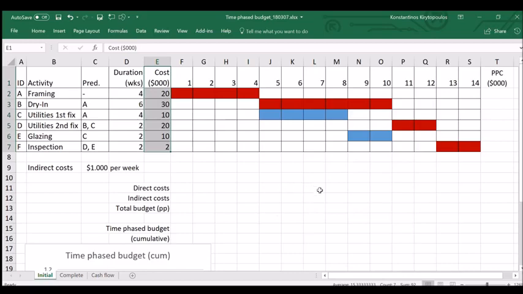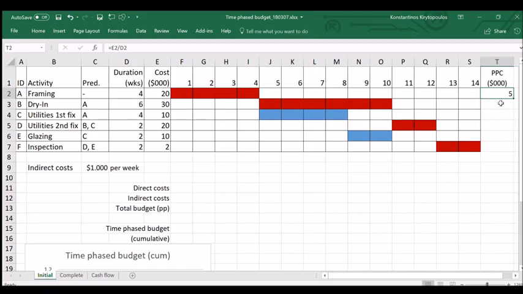The first thing that one should do is to find what we call PPC, which is the per period cost. Obviously, the per period cost is going to be equal to the total cost over the duration. So that's 5,000 per week. And we're making an assumption here. The assumption is that the expenses will happen proportionally. This is a very valid assumption when we are developing time-phased budgets, although there would be some cases that we would like to do a little bit differently.